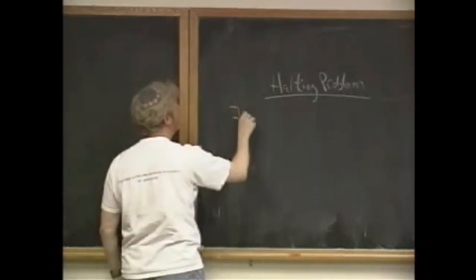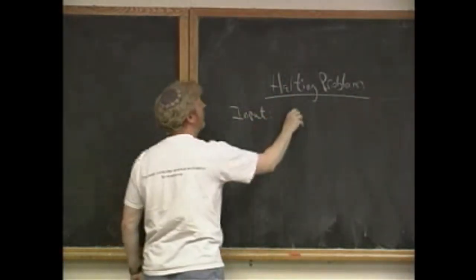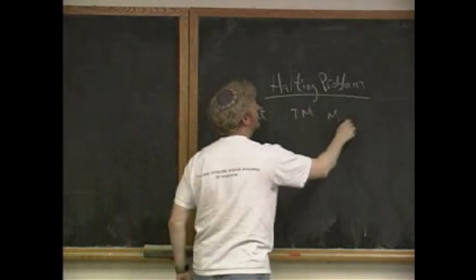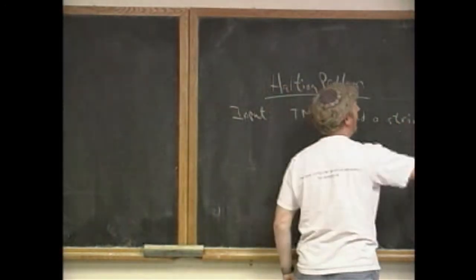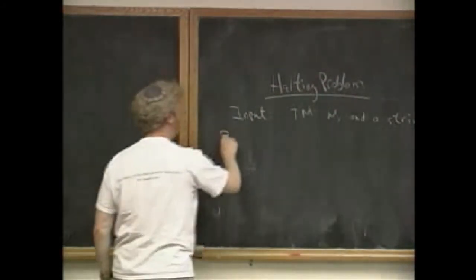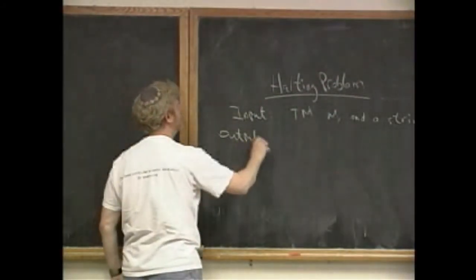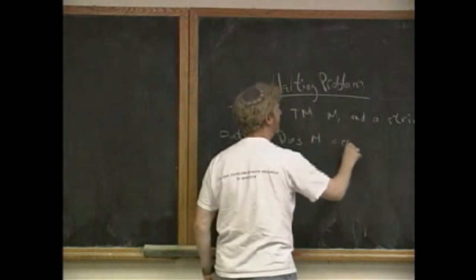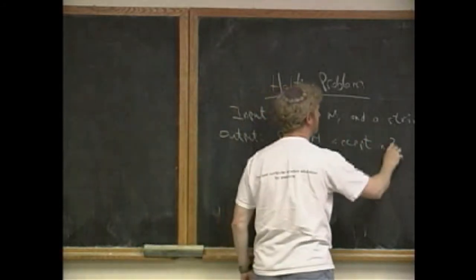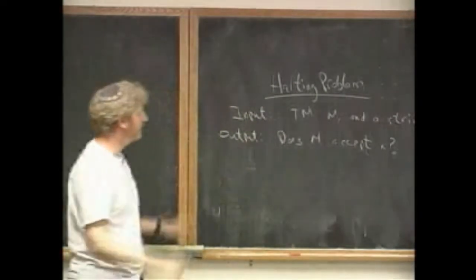The input is some Turing machine and a string that it's supposed to run on. And the output, yes or no, does M accept x? Does it stop and say yes?